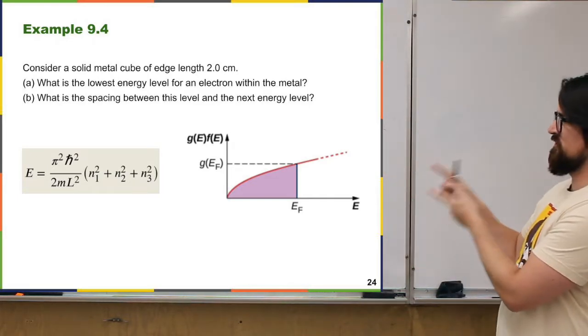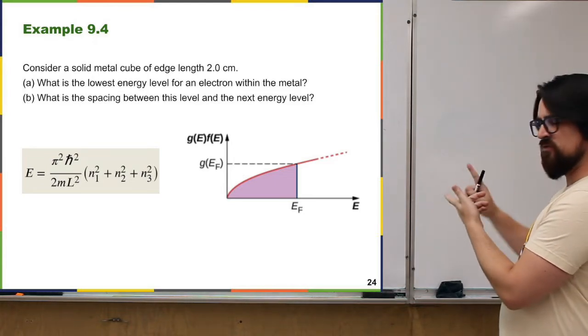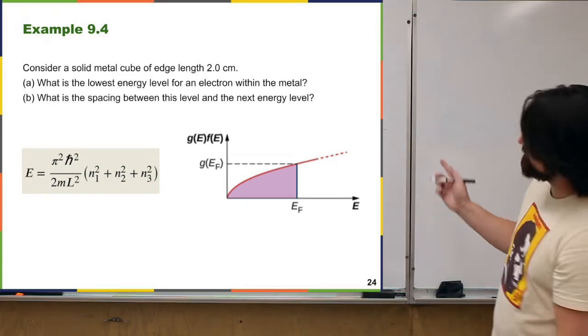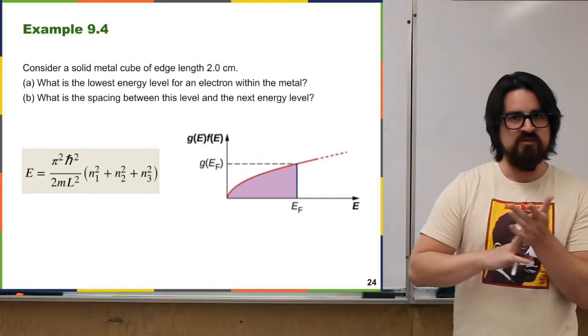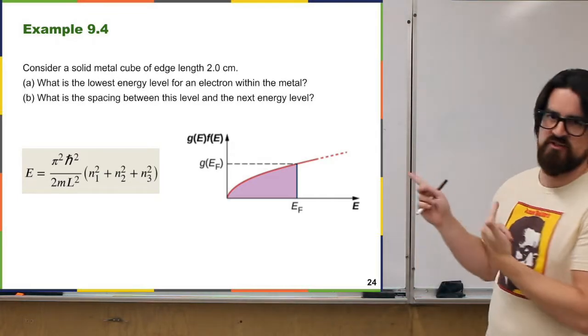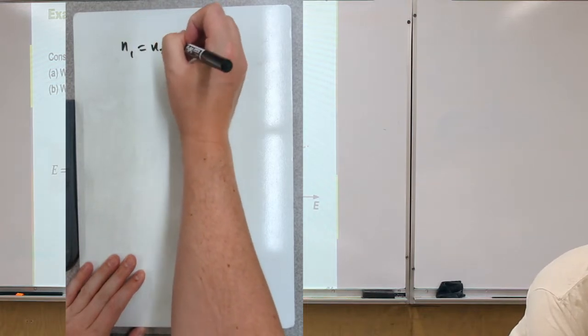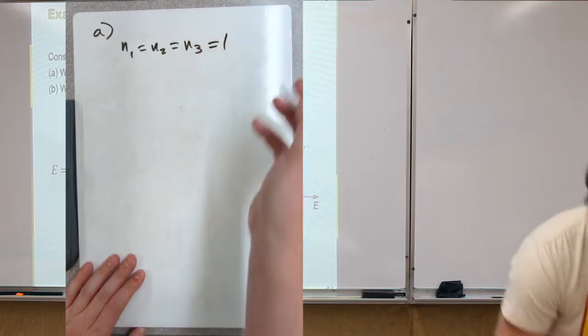So there we go, we still have our energy levels, and n1, n2, and n3 could be 1, 2, 3, 4, 5, each taking on all these integers. So the lowest energy level is going to be when n1, n2, and n3 all equal 1. That's the smallest energy we can get out of that. So n1 equals n2 equals n3. This is for part A.